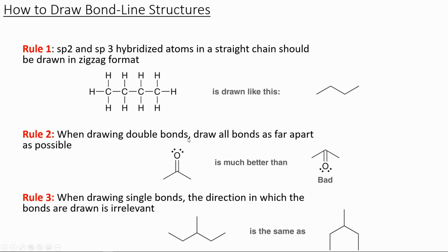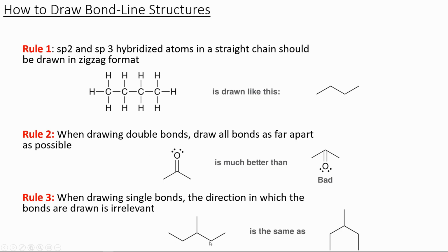When drawing double bonds, we're going to draw all of the bonds as far apart as possible. So this molecule here, acetone, which you might be familiar with as nail polish remover, is going to have a 120-degree angle between the double bond and the single bond if it's drawn correctly. Here we have it drawn incorrectly, and you can see that this angle is only about 45 degrees. This is a much more accurate depiction of the proper bond angles for these atoms.